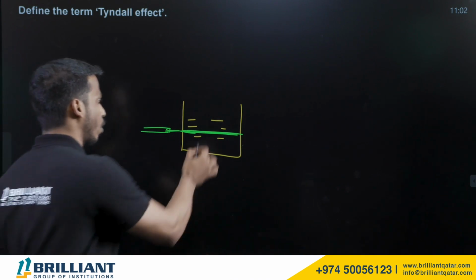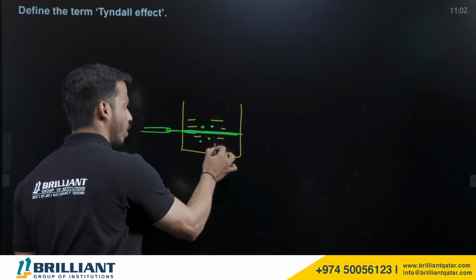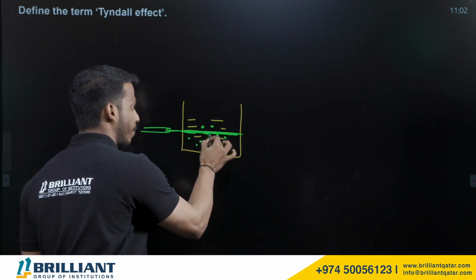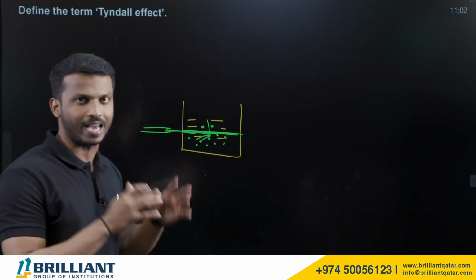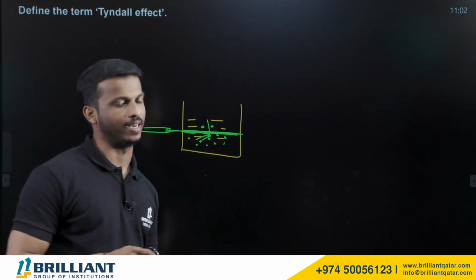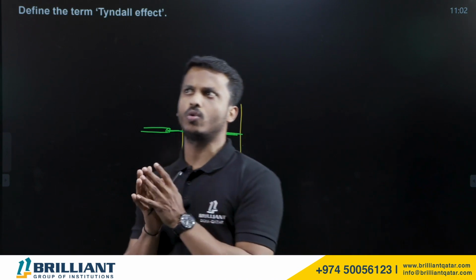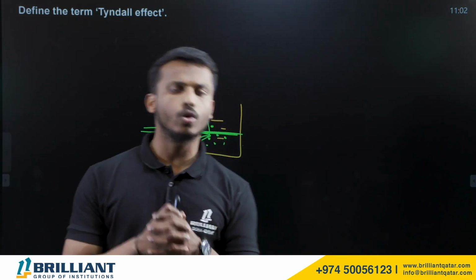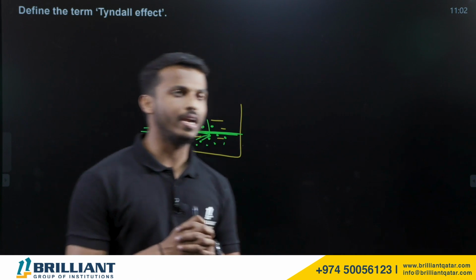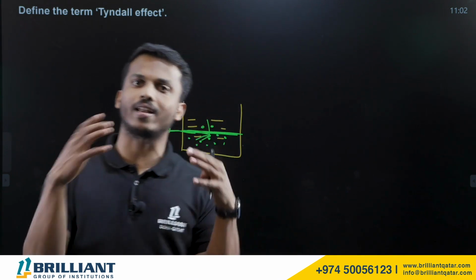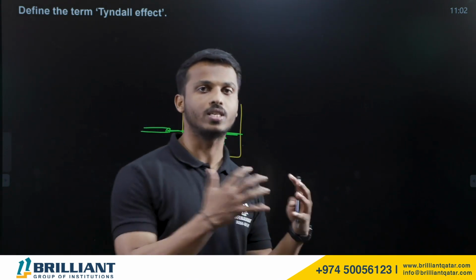Why? The colloidal particles have a dimension of 1 to 1000 nanometers. The light hits these colloidal particles and gets scattered. Because of the scattering of light, we can see the path of the light. So, what is Tyndall effect? It is the process of scattering of light when a light passes through a colloidal solution, and because of the scattering, the path of the light is visible throughout the solution. That is called Tyndall effect.